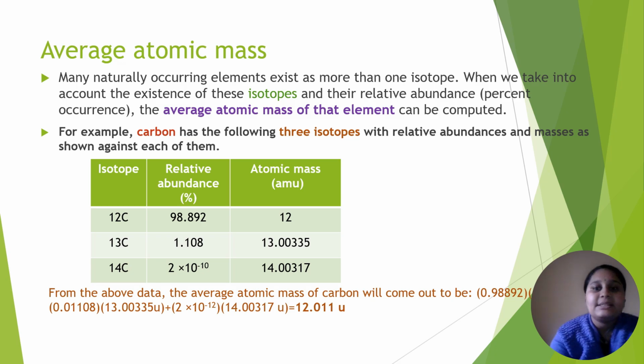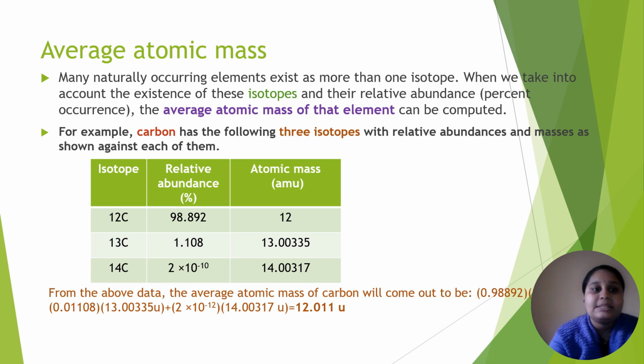So the next is average atomic mass. Many naturally occurring elements exist as more than one isotope. When we take into account the existence of these isotopes and their relative abundance, the average atomic mass of that element can be computed. For example, carbon has the following 3 isotopes with relative abundances and masses.